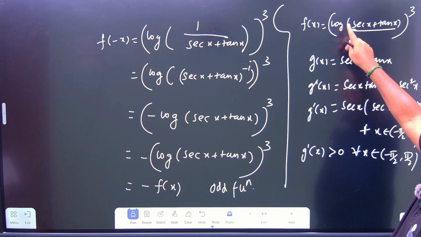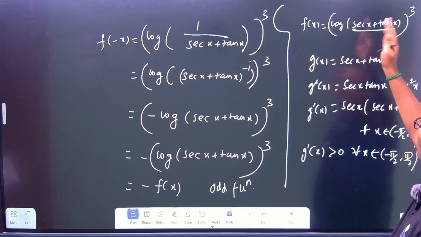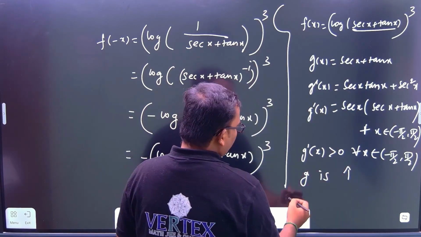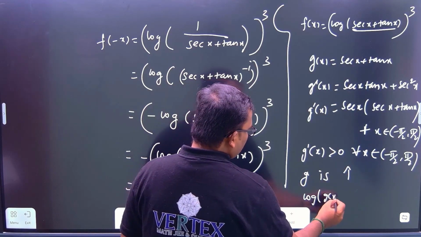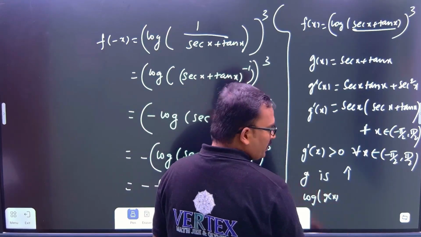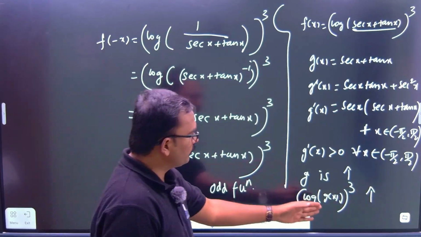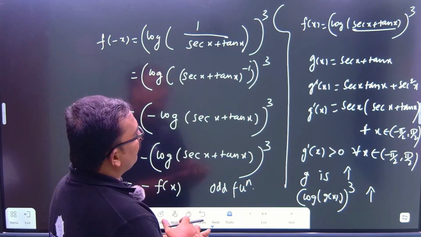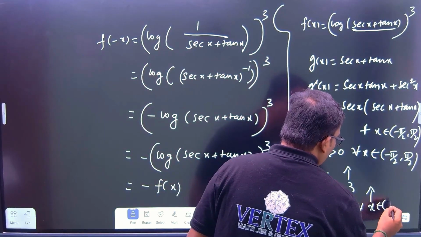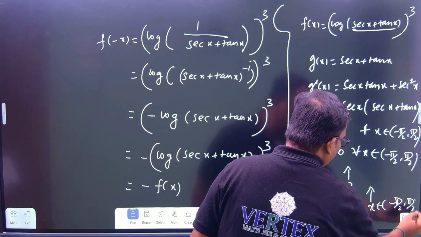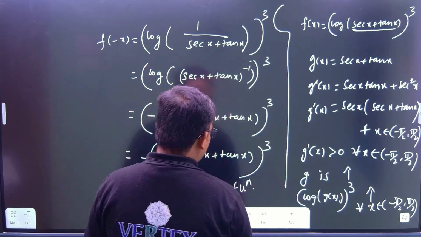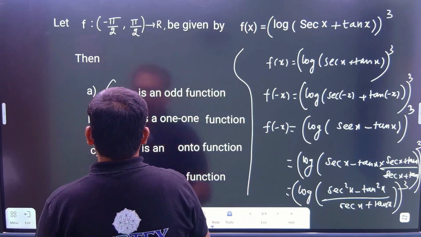You are applying log, which means one more function applied. That is a composition of increasing functions. You already know that g is increasing, so log of g of x, and the cube also increasing, and the composition of increasing functions is increasing. Therefore, it is completely increasing for all x belonging to minus pi by 2 to plus pi by 2. Therefore, this function is one-one as well. I hope everyone understands. Therefore, this option is also correct.